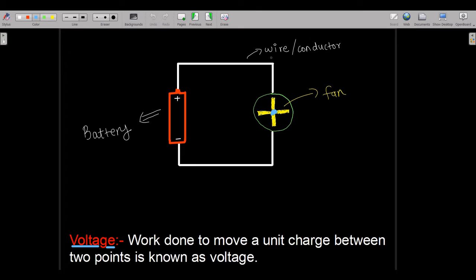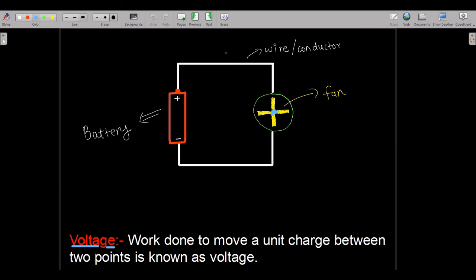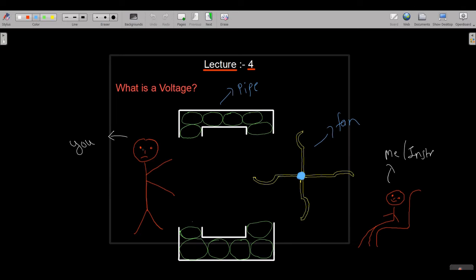Now we are seeing the wire, or conductor, over here. What we can do is try to relate this with the pipe. Now you can say that the pipe has balls, so what is it that is present in the wire? I will tell you, but before that, let me tell you that this is a battery, and you can relate this battery with yourself.